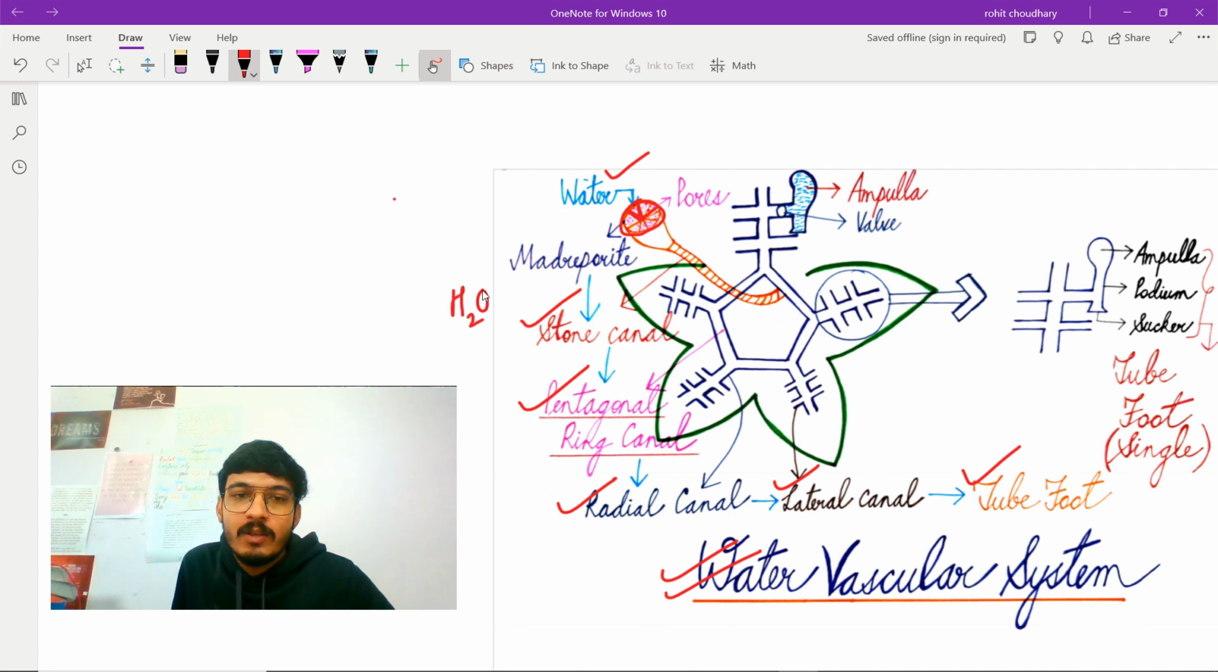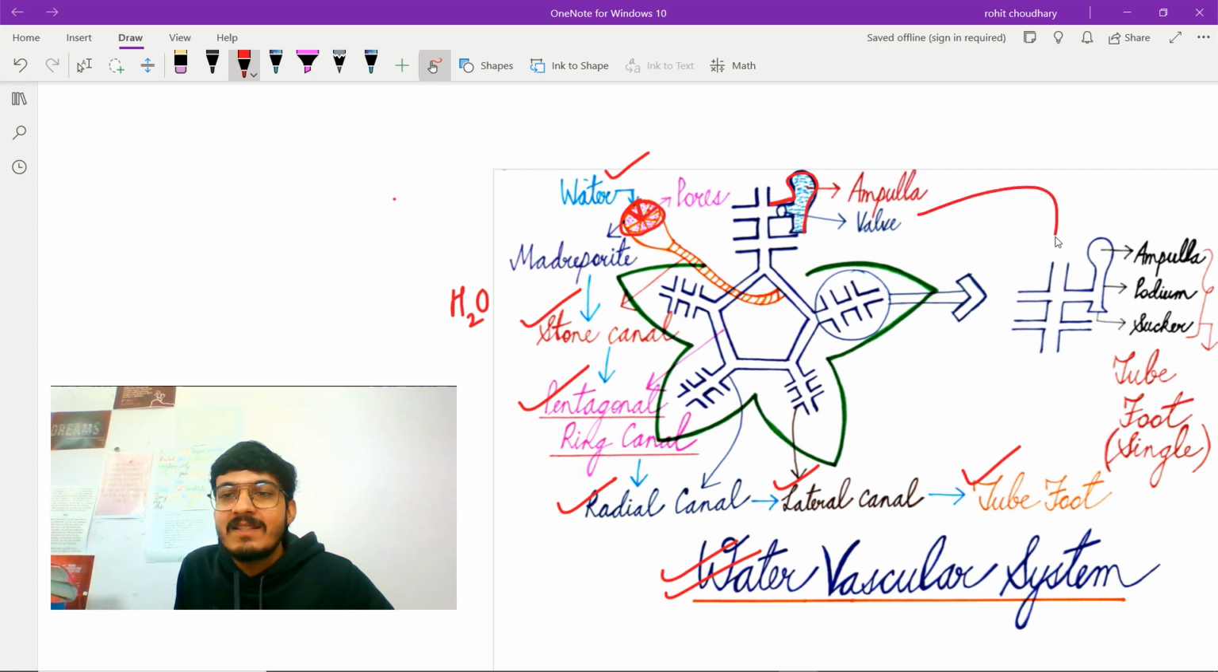Alright, this is the sequence how water will be transported from madreporite to stone canal to pentagonal ring canal to radial canal to lateral canal, and finally to the tube foot. As we can see, this is the structure of a tube foot, and it consists of the uppermost region, that is ampulla, then comes podium, and then sucker.